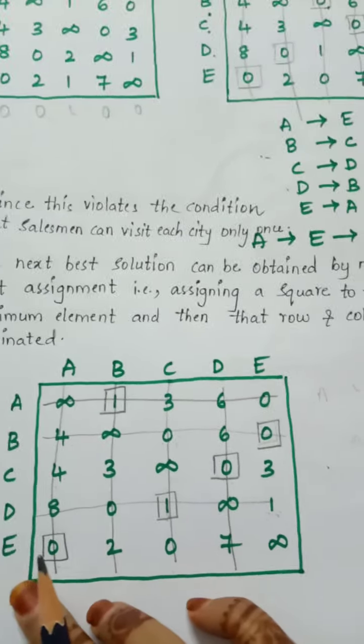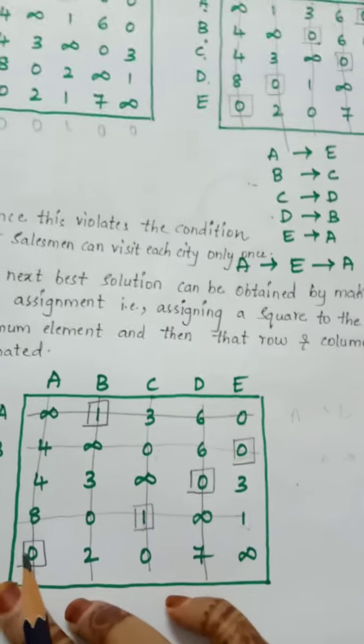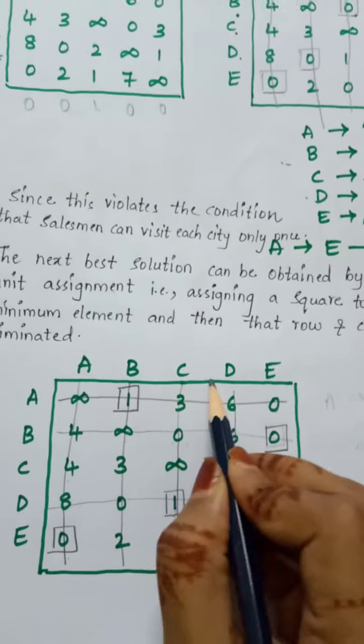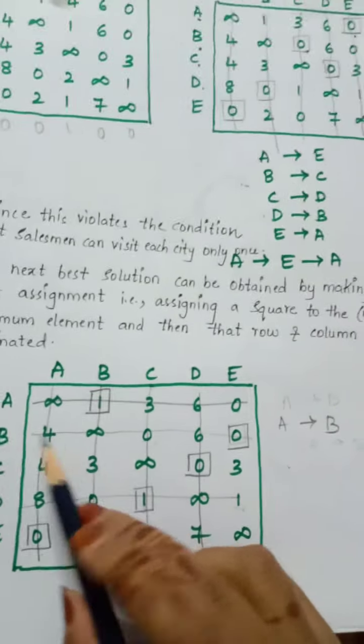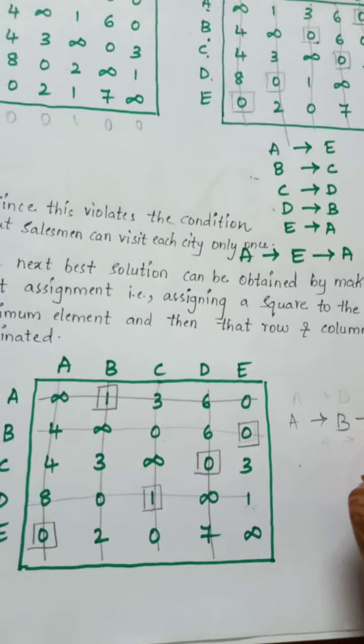Next, we should check the sequence here. From city A, the salesman is going to B, from A to B. Next, from B he is going to E.